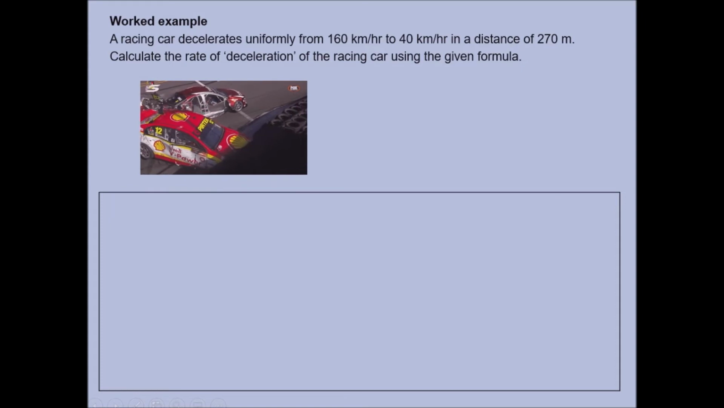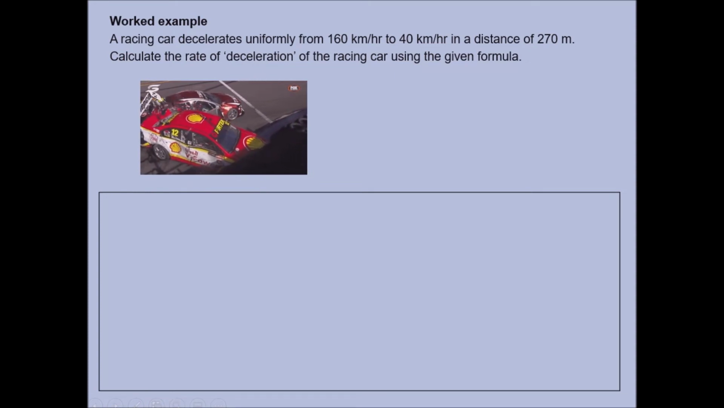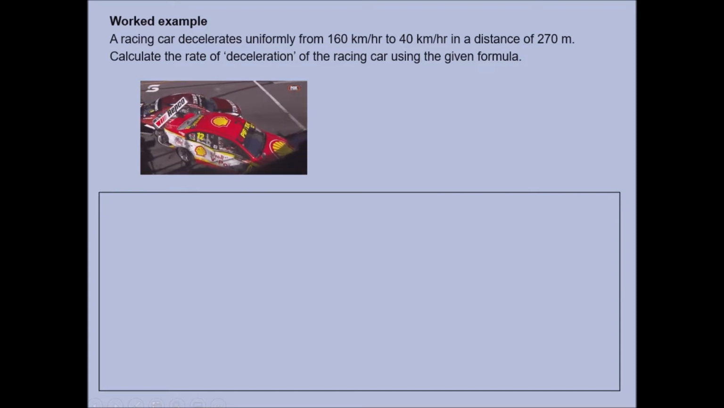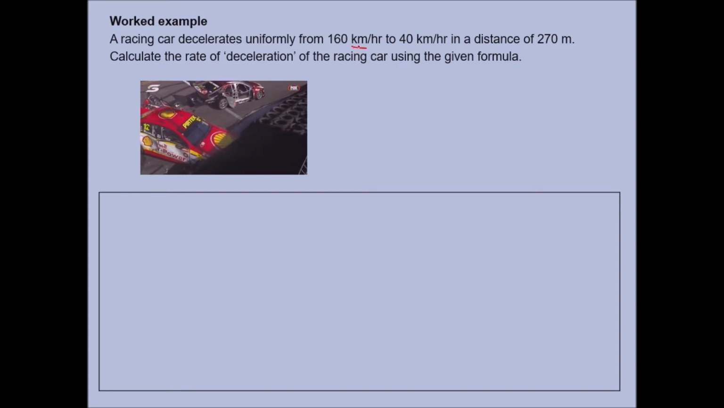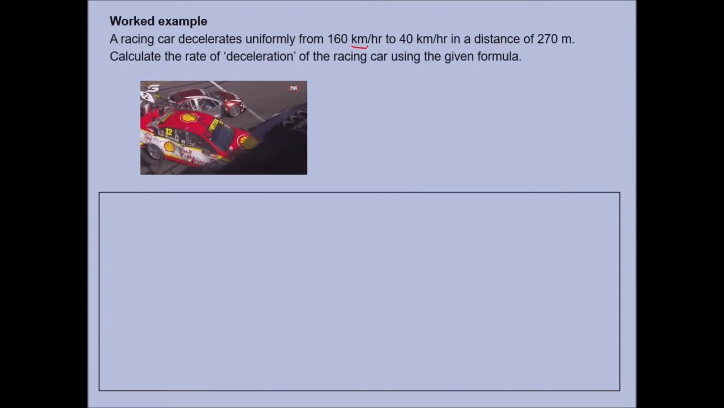We've got a car decelerating uniformly from 160 kilometers an hour to 40 kilometers per hour in a distance of 270 meters. Now, if you remember from our previous video, the units that we need to be able to solve these linear equations is not kilometers an hour, but meters per second. So the first thing we're going to do is have a little look at changing these values and how we do that.